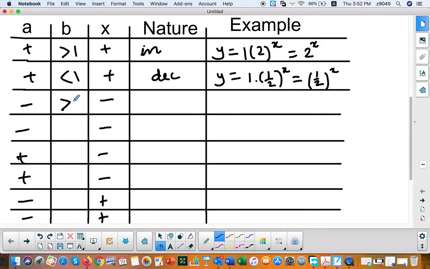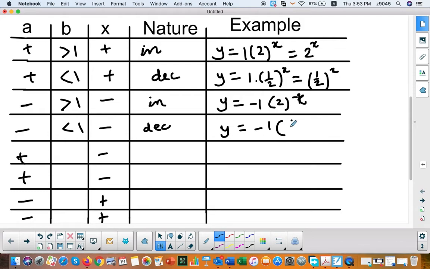Similarly, both negative with b greater than 1, and both negative with b smaller than 1. So we should look at the nature of a and x. If they both are positive or both are negative, the nature of the graph depends on b. If b is greater than 1, it is an increasing function; less than 1, a decreasing function. So the example corresponding to it is y equals with both a and x negative, b greater than 1. And y equals minus 1 times 1 over 2, a and x negative.